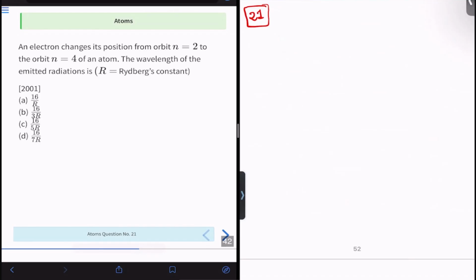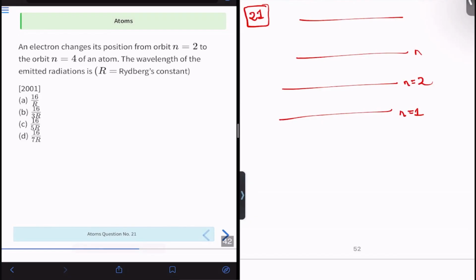Question number 21 says, an electron changes its position from orbit n equal to 2 to orbit n equal to 4 of an atom. So what will be the wavelength of the emitted radiation? Again, for this, I'll draw a diagram. These are the 4 orbits of this hydrogen atom: n equal to 1, n equal to 2, n equal to 3, and n equal to 4. So what is happening here? An electron is moving from n equal to 2 to n equal to 4, from here to here. So what will be the wavelength of the emitted radiation?